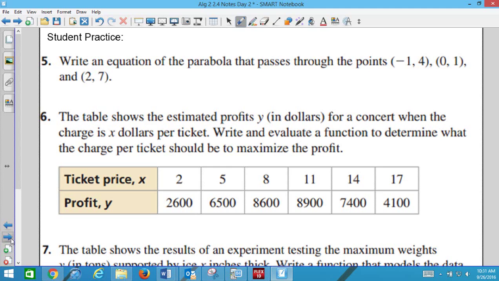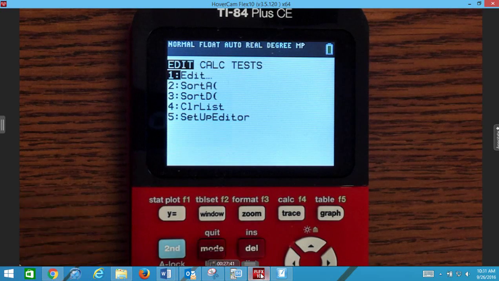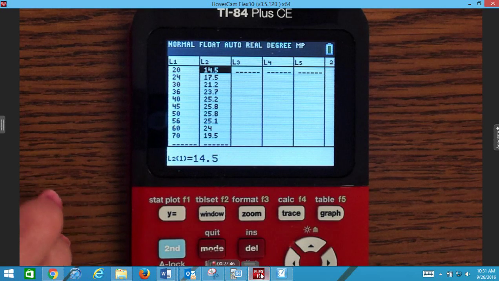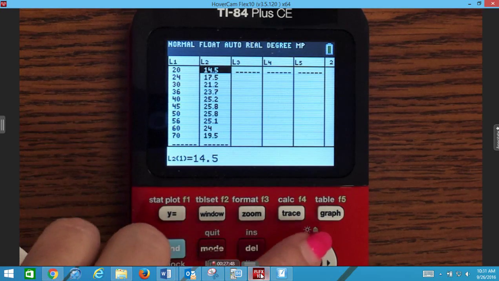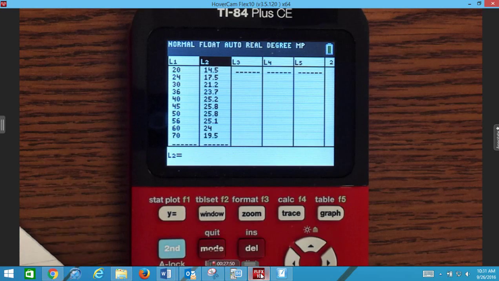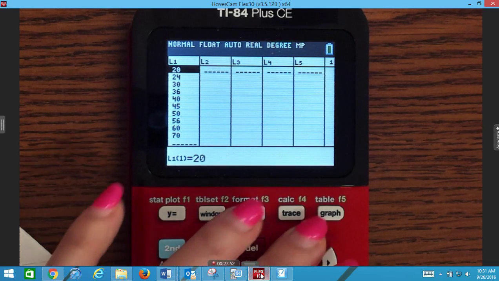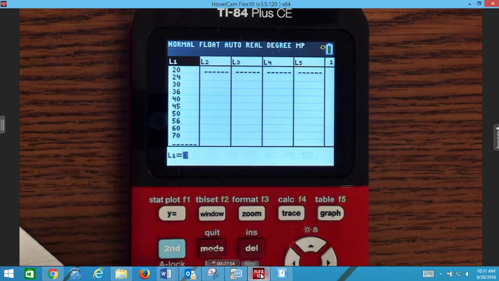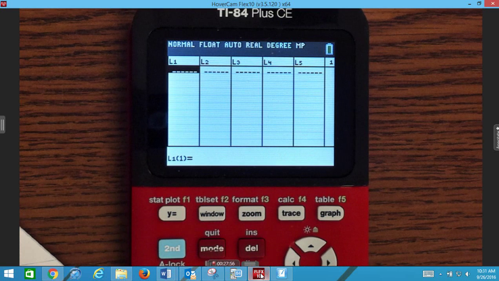So we're going to go stat, edit. Now I have all these numbers in from before. To get rid of them, you go up, and you hit clear, and you hit enter. That is the quickest way. You go up, clear, enter. Now I'm just looking at my x values for list 1.